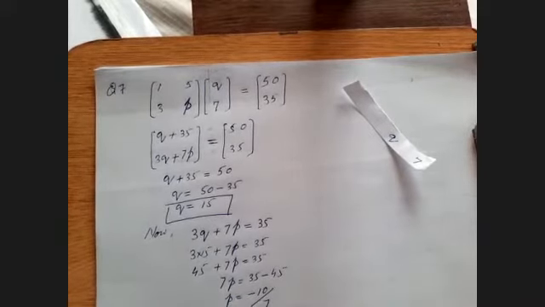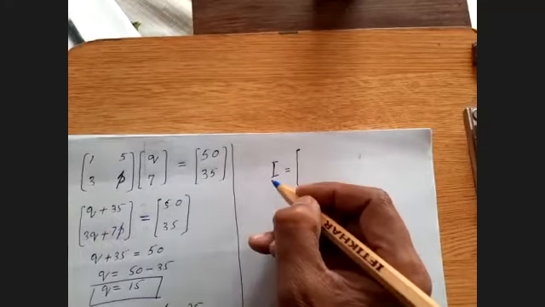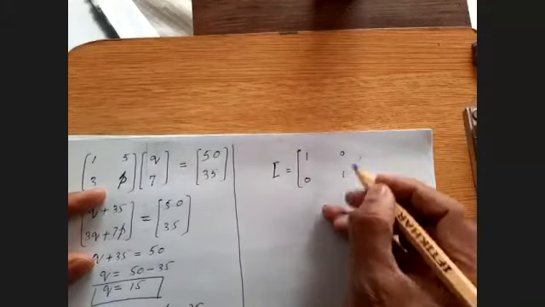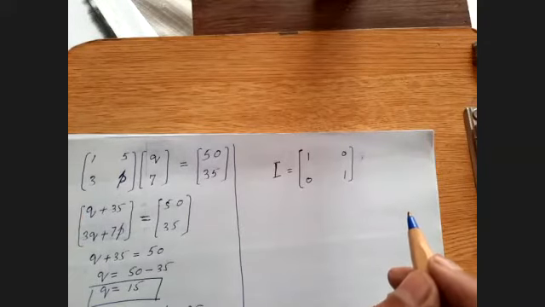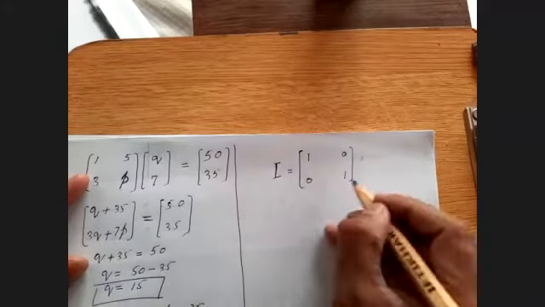I am writing the I matrix. Normally we write I for the identity matrix. Please listen to me carefully. That I stands for the identity matrix 1, 0, and 0, 1. This is a matrix of order 2 into 2, and in this case it is called the identity matrix. Its property is that if you multiply the identity matrix with any other matrix, let us see what is going to happen. It is written like 1 0 0 1.